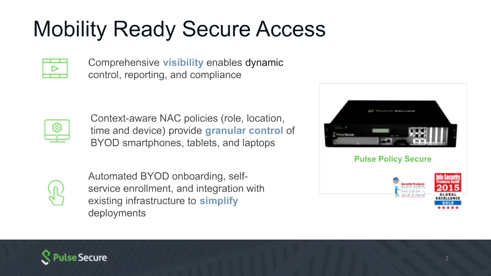The third major pillar of Policy Secure is simplifying BYOD. Automated onboarding, the ability to enroll a device, and the ability to integrate with existing wireless infrastructure all combine to make it easy and secure to connect wireless users, whether they're on personal devices or corporate devices, for mobile access.